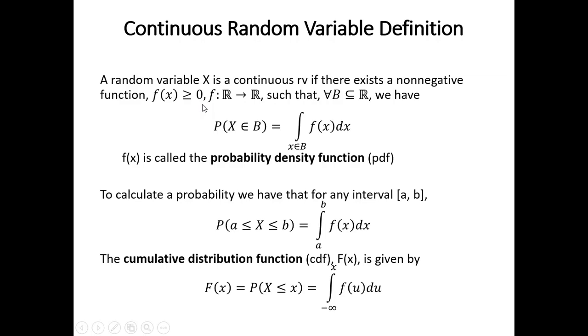Okay. So when we have this type of function, it's called a probability density function, often abbreviated as a PDF. And we know there's this wonderful connection between probability and calculus. To calculate a probability over any interval AB, the probability X is between A and B is equal to the integral from A to B of f(x) dx. So that's a very useful connection.